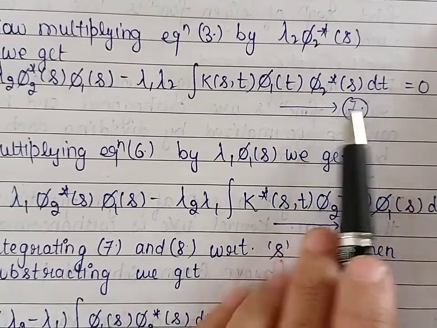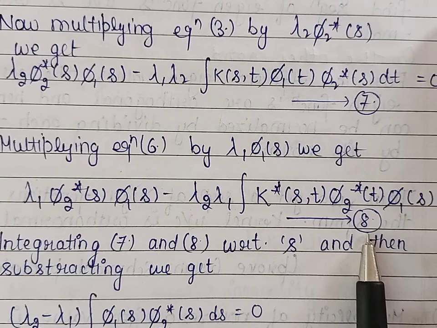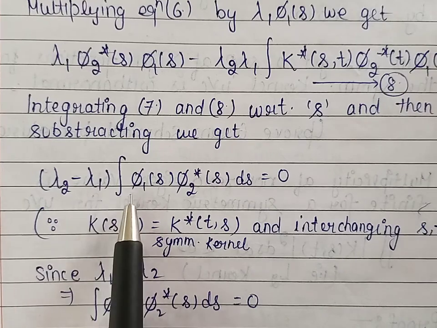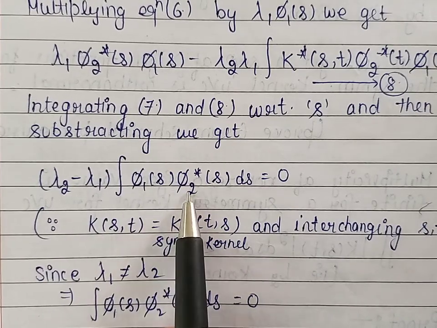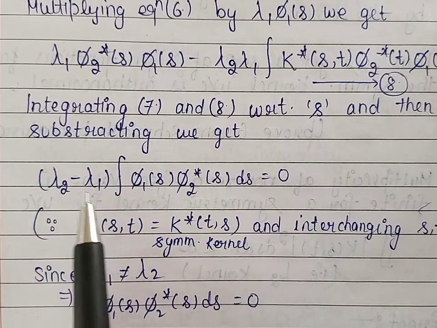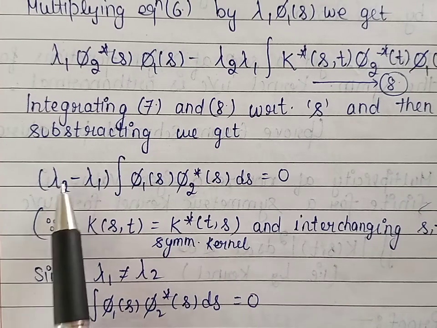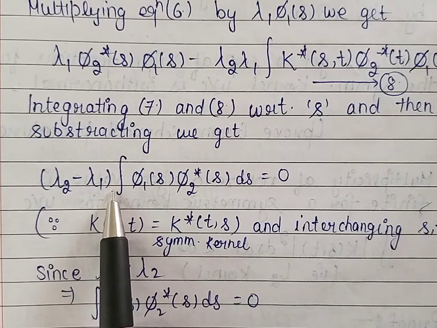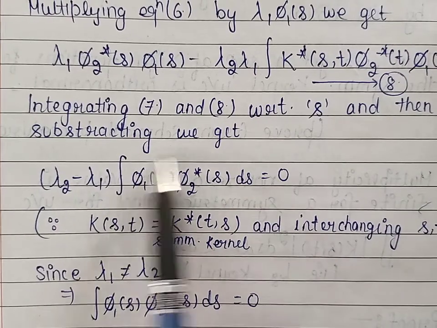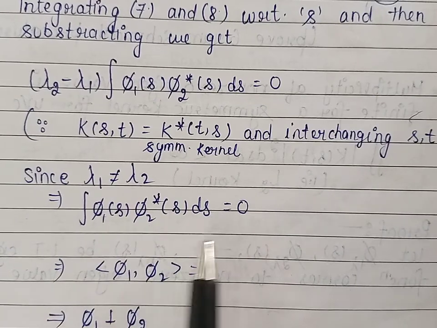Now let us integrate equation 7 and equation 8 with respect to s, and subtracting the resulting equations, we get lambda 2 minus lambda 1 times the integral of phi 1 phi 2 conjugate is equal to 0. Because lambda 1 and lambda 2 are distinct eigenvalues of the symmetric kernel, lambda 2 minus lambda 1 is not equal to 0. Because this product is 0 and this term is non-zero, this quantity must be 0. So we get the integral of phi 1 phi 2 conjugate is equal to 0.